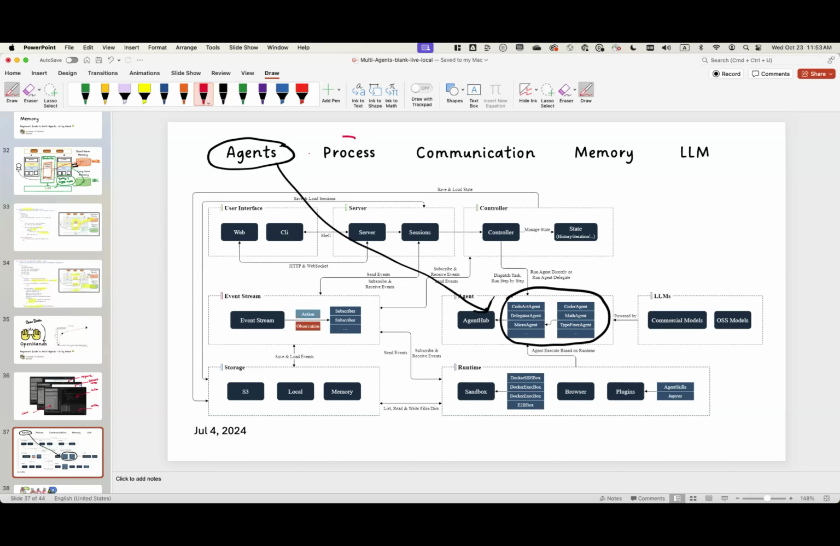And every agent has a process. In this process, you can ask, is this linear? Is this hierarchical? It turns out it has a controller, it has a manager.